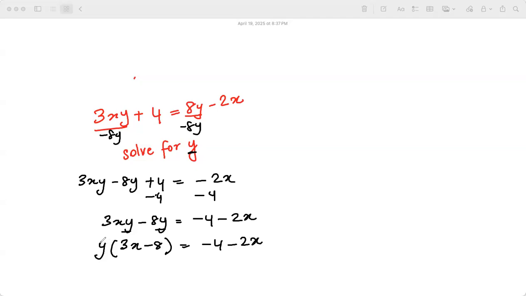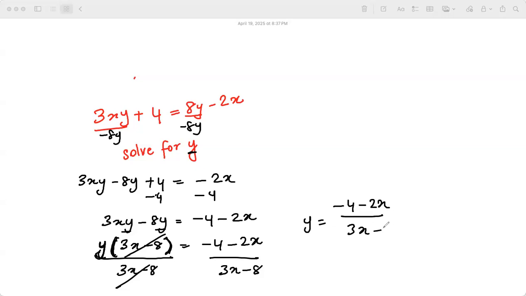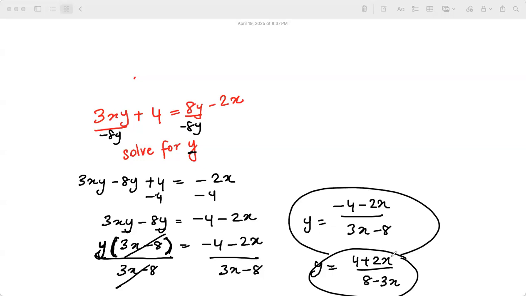Now, y is what I want to solve for. That variable has been multiplied with something in the parenthesis. To remove that, I need to divide the entire thing by whatever is in the parenthesis, then only they get cancelled. y will be equal to minus 4 minus 2x divided by 3x minus 8, which is the same as multiplying numerator and denominator by minus 1. What happens? 4 plus 2x by 8 minus 3x. That is also fine. This or this answer is fine. Does that make sense?